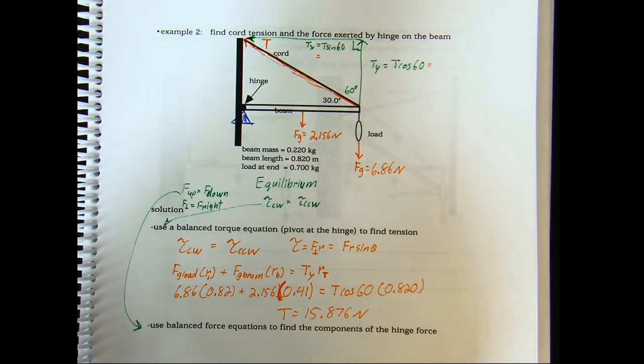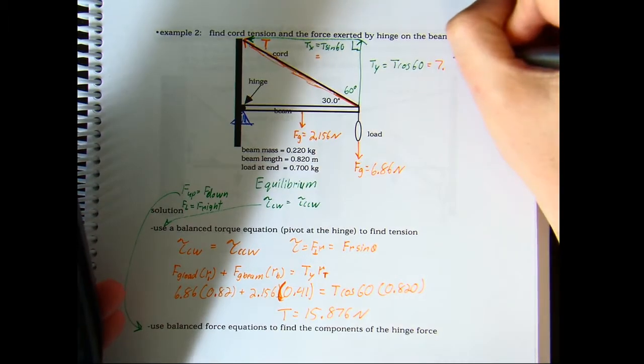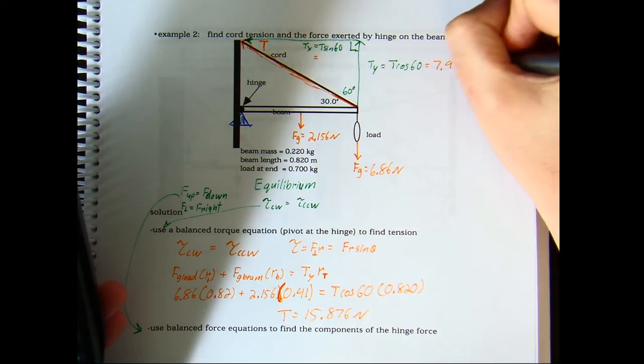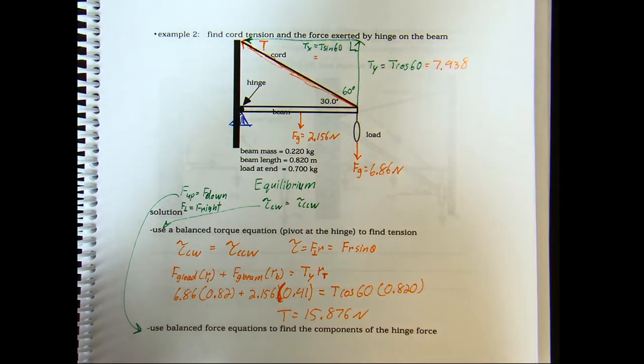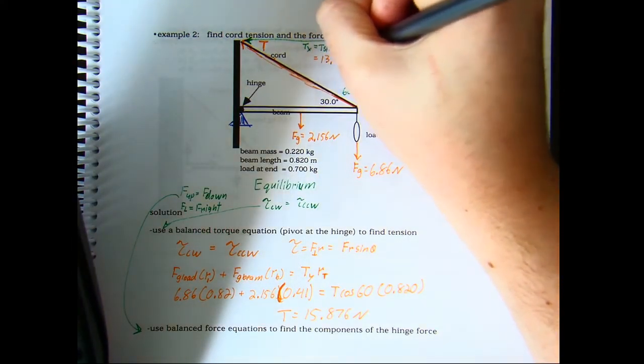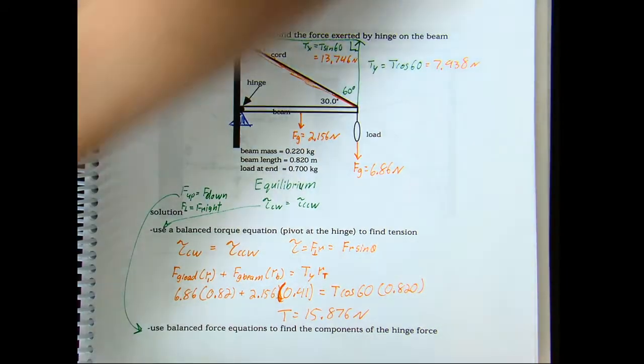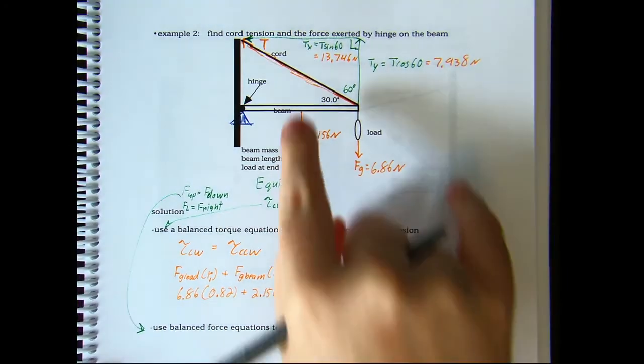So I can go now and find Tx and Ty. Ty is going to be that times cos 60, which I got 7.938, and then 15.876 times sine 60 is going to be 13.746 newtons. Found my tension, and I found my components of tension.